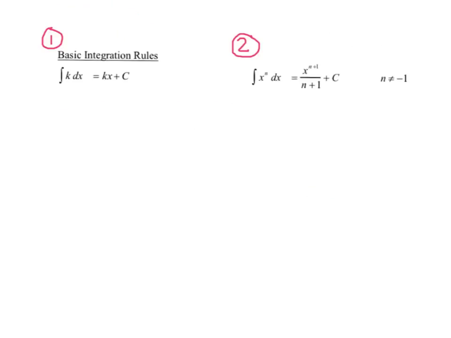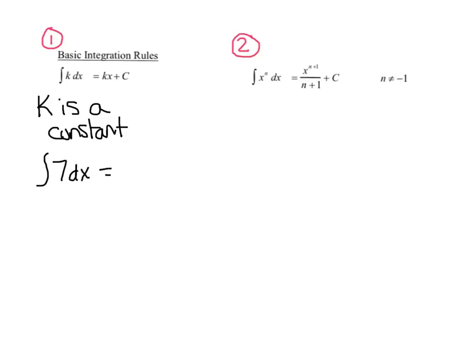So we're going to go ahead and start with some basic integration rules. Okay, rule number 1. The integral of k dx is equal to kx plus c. So let's talk about what this rule is saying. Notice the dx here. That means I'm integrating with respect to x, but I don't have an x in my problem. So what's that implying is that k is a constant. Okay, so keep in mind k is a constant. So let me give you a quick example. What if I said, let's integrate 7 dx? What would my answer be?